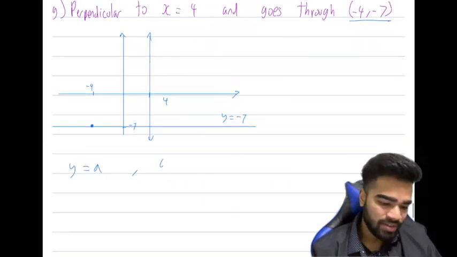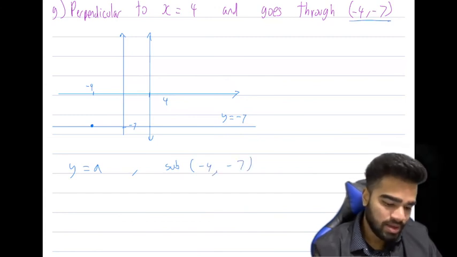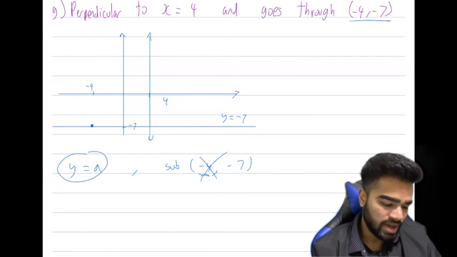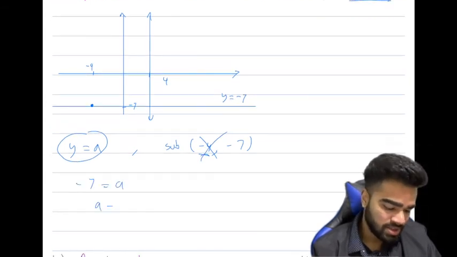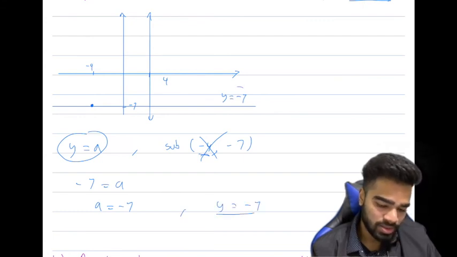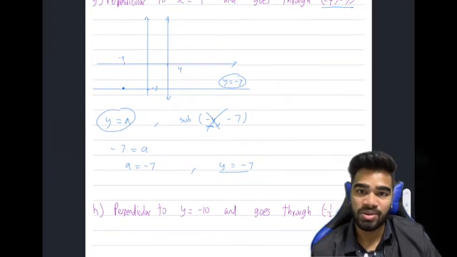But if you don't have a graph, we can do sub in with the coordinate as well. So you sub -4, -7 into the equation. As we talked about, there's no x in this equation, so x doesn't matter. So if you sub -7 in, -7 is equal to a is equal to -7. So the equation of the graph is y is equal to -7. Okay, I'm showing you both ways. I'm showing you graphically. I'm showing you with the equations as well.